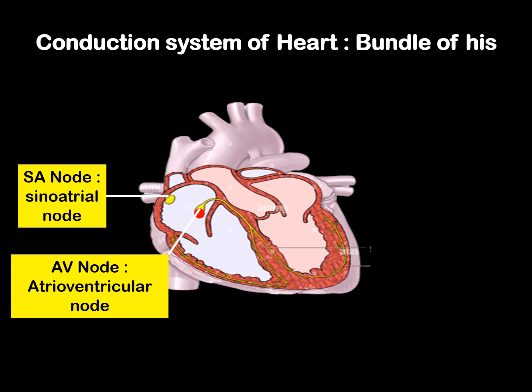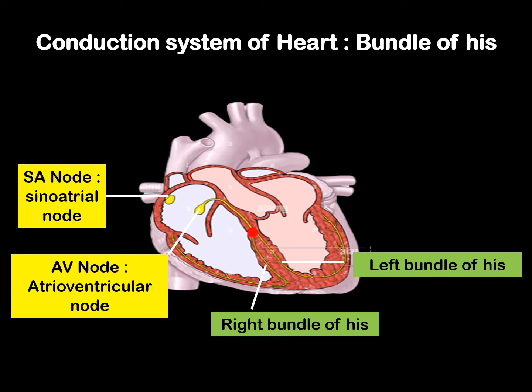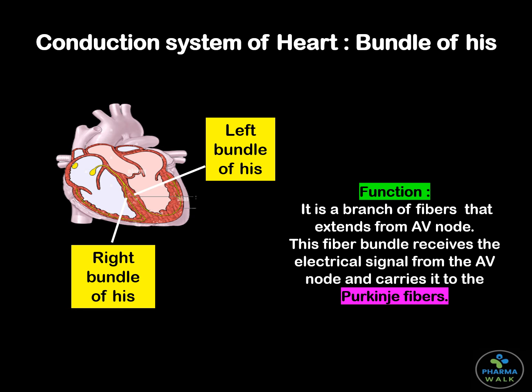Third part. Now from the AV node, the signal passes to the bundle of His, and that divides into two branches. The right side is called the right bundle of His, the left side is called the left bundle of His. So what is its function? It is the branch of fibers that extends from the AV node. AV node से extend होता है, and this fiber bundle receives the electrical signal from the AV node and carries it into the Purkinje fibers. वो उसको सप्लाई करेगा Purkinje fibers में. तो ऐसे नोड से सिग्नल जनरेट हुआ था, AV नोड तक पहुंचा, AV नोड से बंडल ऑफ हिस तक पहुंचा, and from the bundle of His it is transported to the Purkinje fibers.